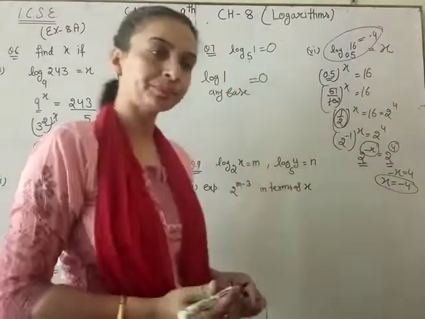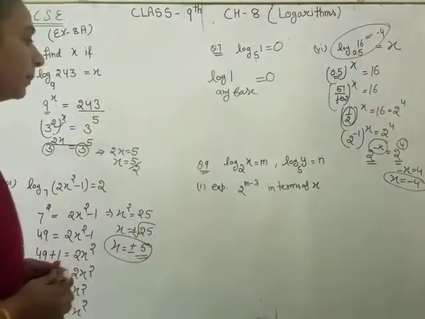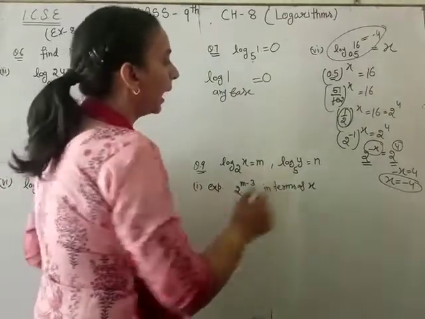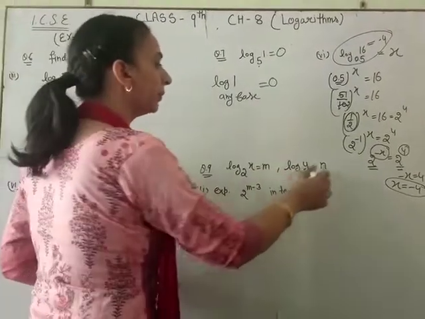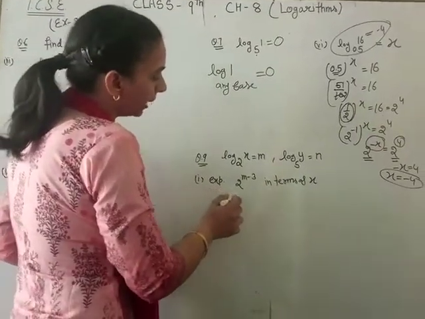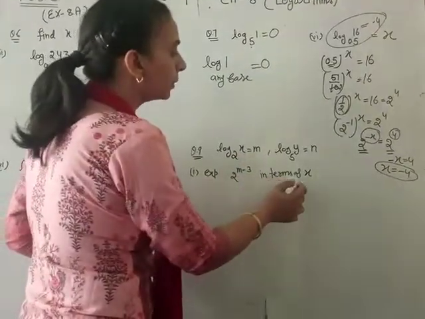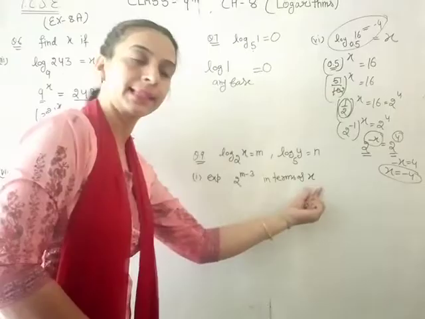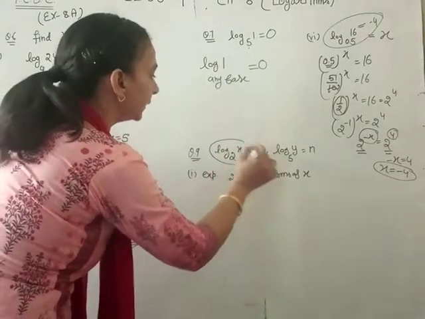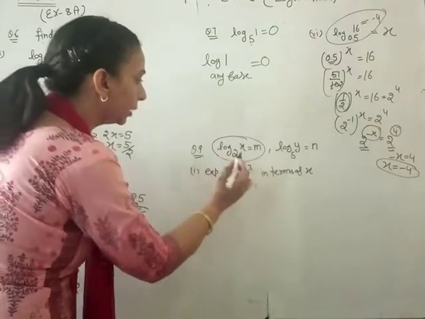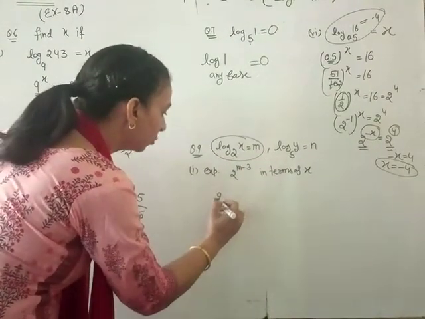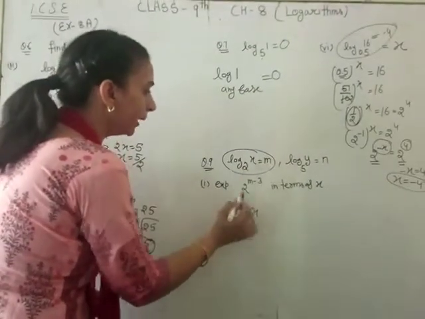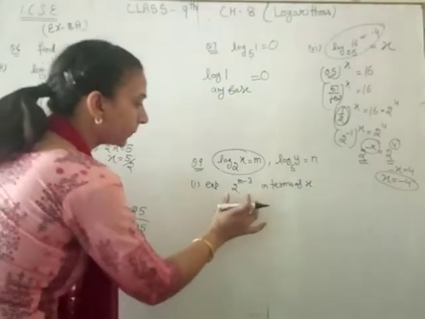Okay. Then our next question, number 9. Log x at the base 2 equal to m and log y at the base 5 equal to n, then express 2 raised to the power m minus 3 in terms of x. In this question, we express this in terms of x. Student, first we write this in exponential form: 2 raised to the power m equal to x.